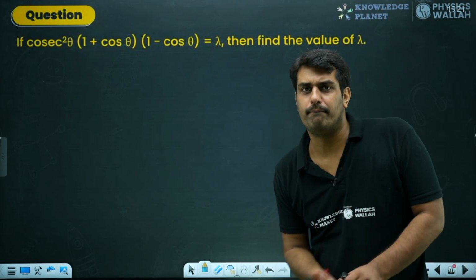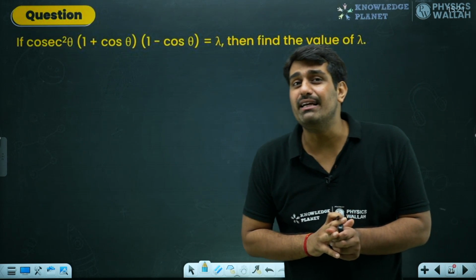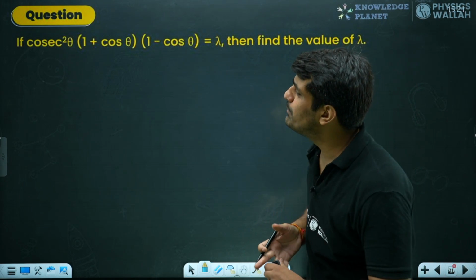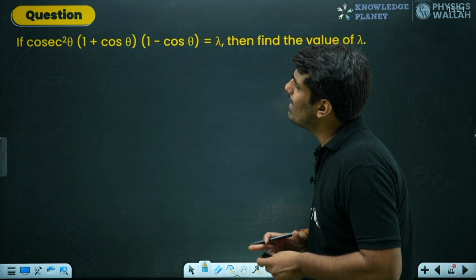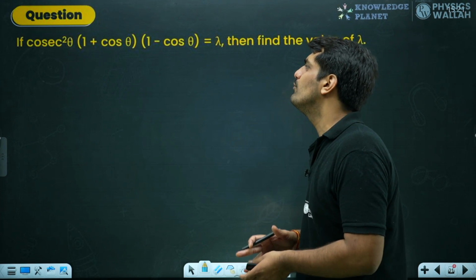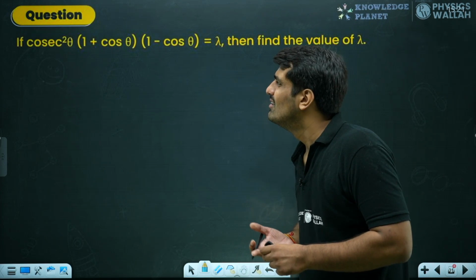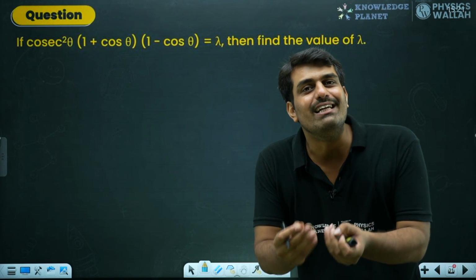See the question over here. The question on its own will seem a humongous task. So this big equation: cos square theta multiplied with 1 plus cos theta multiplied with 1 minus cos theta equals lambda. Half of the students will leave it right here itself.